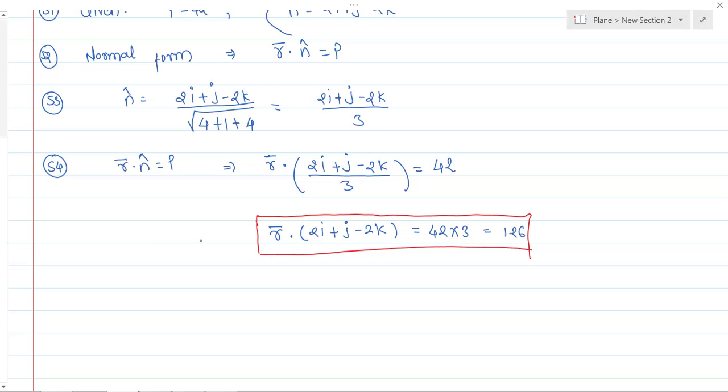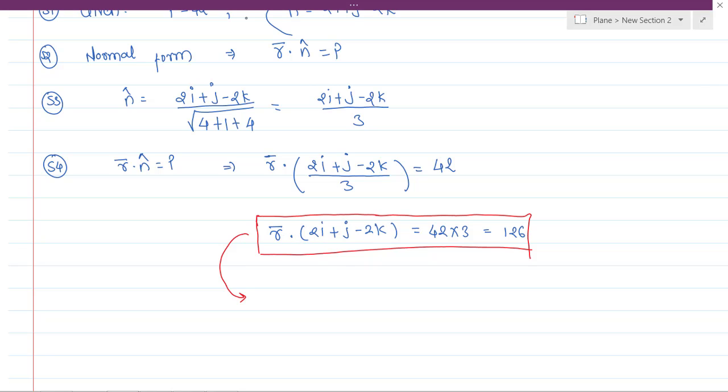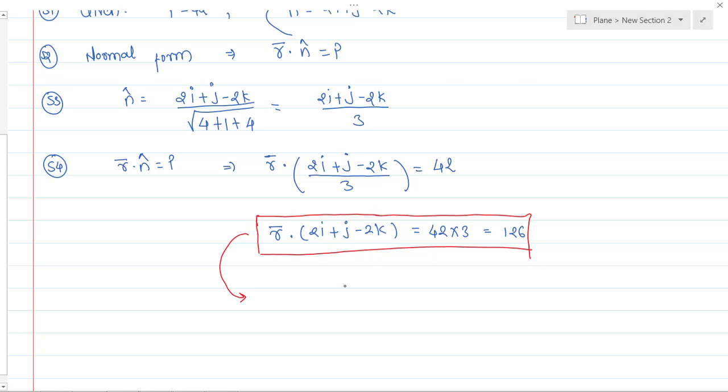Perfect. Now if they ask for the Cartesian equation of the plane, can you write it? Just simply replace i, j, k by x, y and z. So how will we write the Cartesian equation of this plane? It becomes 2x plus y minus 2z minus 126 equals 0. So this is the Cartesian equation of the plane, and this is the vector equation of the plane. Okay, great. Now let's see the second question.